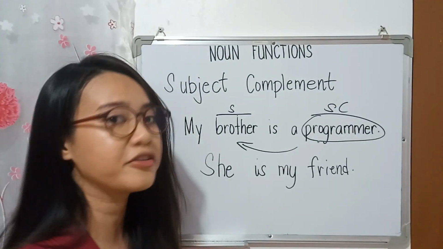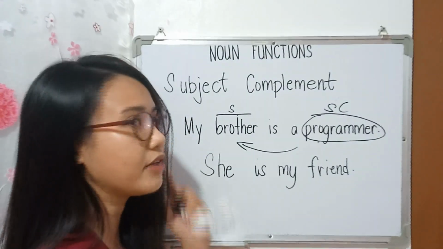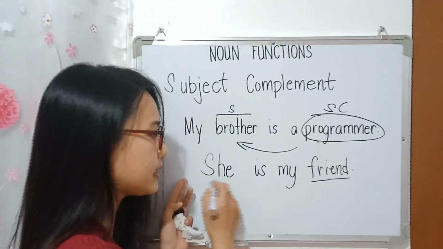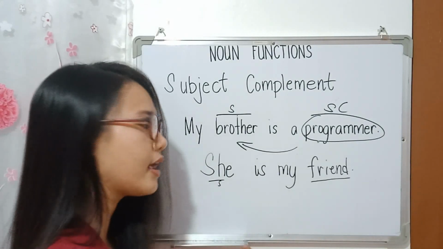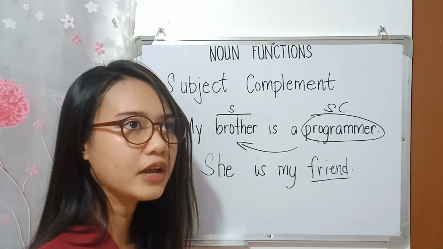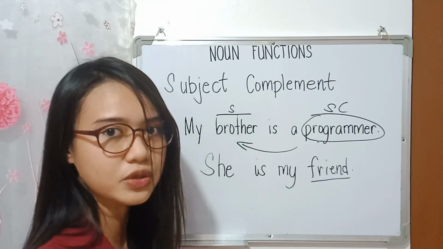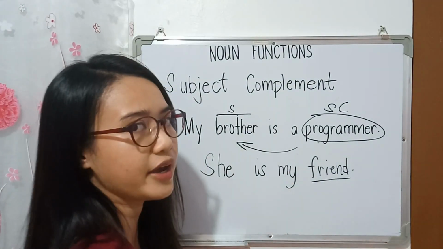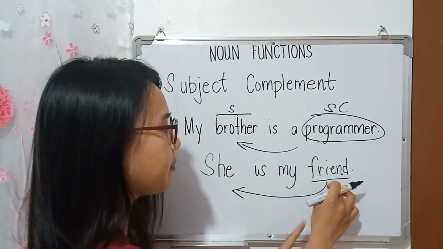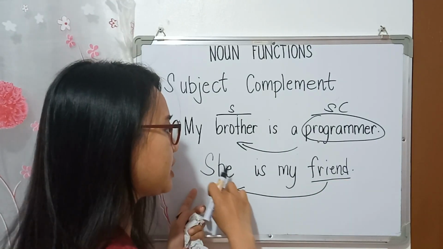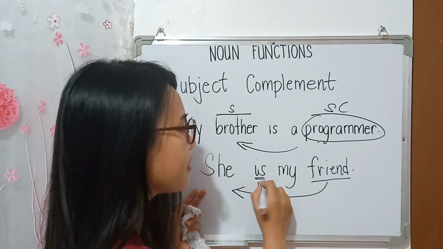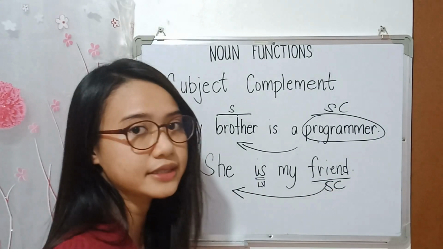Second, she is my friend. Unlike in the first sentence, we only have one noun here, and that is friend. We're talking about her. She is the subject, but since this is a pronoun, let us not focus on this anymore. Anyway, usually pronouns have the same function also because they are just used to replace the noun. She is my friend. Friend here completes our subject she, and the friend being pertained here is she, and she is described as my friend. And this is linked by a linking verb. This is a subject complement.